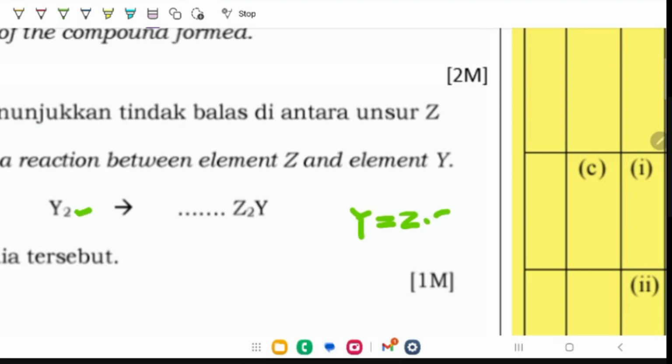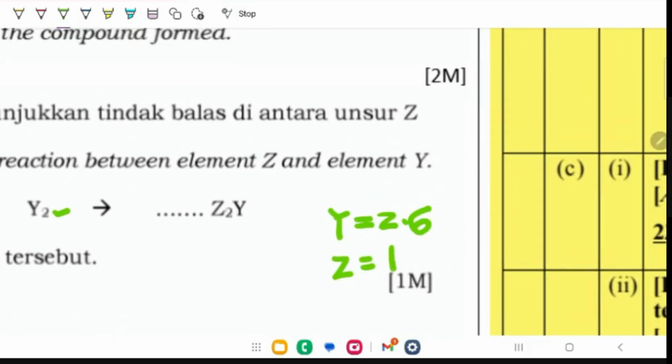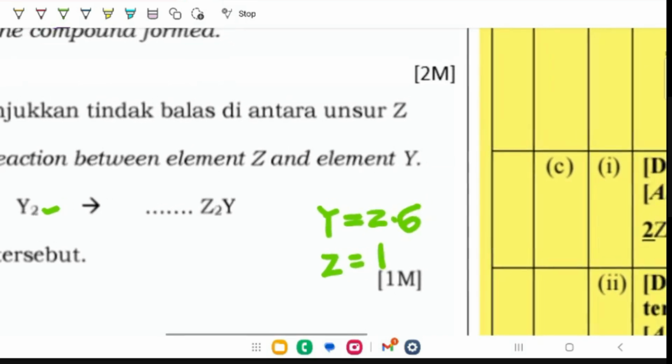Okay, Y is 2,6. Then Z is 1, right? Z contributes how many electrons for sharing, class? Z atom. 1. Contribute 1 for sharing. So atom Z will achieve stable duplet electron arrangement.